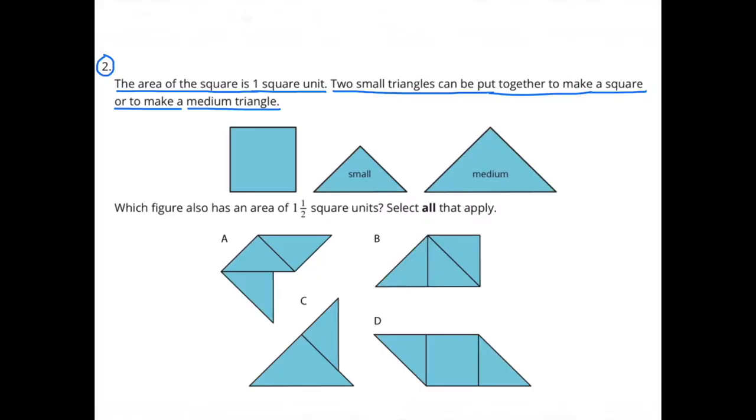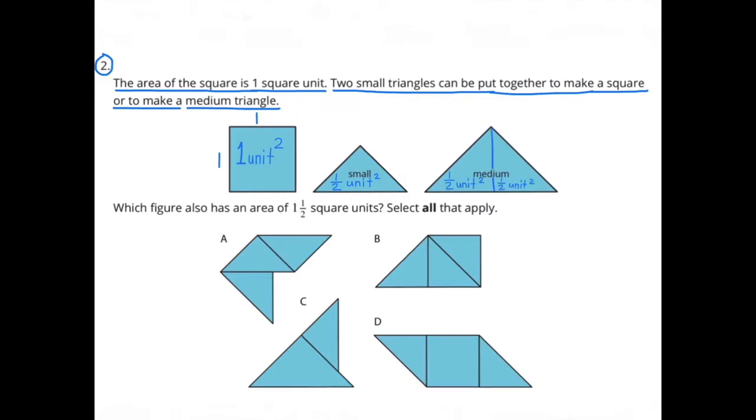Number 2. The area of the square is 1 square unit. Two small triangles can be put together to make a square or to make a medium triangle. So the square is 1 by 1, which is 1 square unit. The small triangle is 1/2 a unit squared, and the medium triangle is 1 unit squared. Which figure also has an area of 1.5 square units?